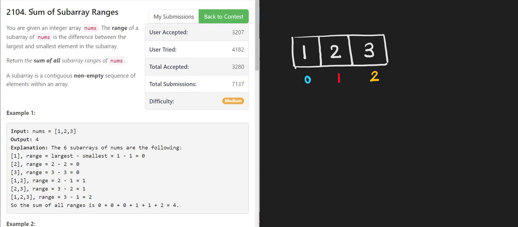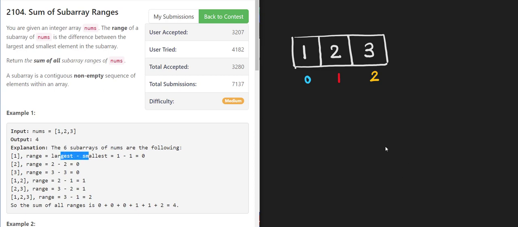Let's take a look at the second problem of LeetCode contest, which says sum of subarray ranges. In a quick way, this problem is asking us to go over every subarray of the given array. A subarray is a contiguous part of the array. So we have to go over every subarray. In those subarrays, we have to find the minimum and maximum, and the difference of that is called the range.